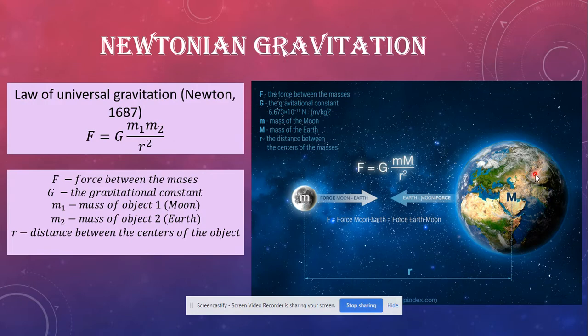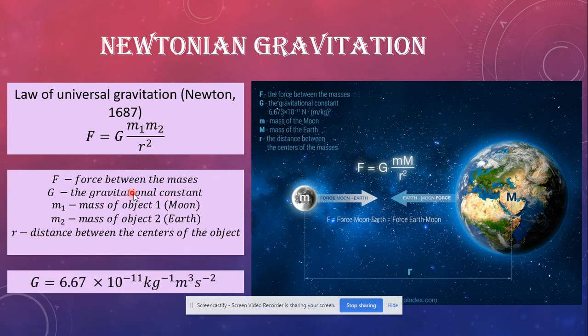So for example, in this case, I have two bodies, the moon and the earth. F is the force between the masses, which in this case is the force between the moon and the earth. And G is the gravitational constant. M1 is the mass of the first object, which is the moon. So M1 is the mass of the moon. And M2 is the mass of the second object, so M2 is the mass of the earth. And R is the distance between the centers of the objects. So the distance from the center of the moon to the center of the earth is equal to R.